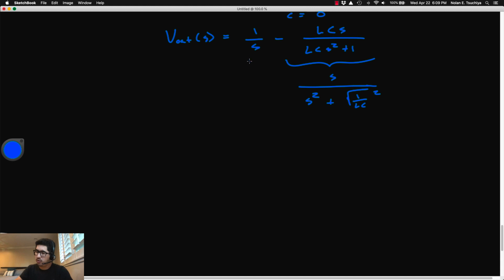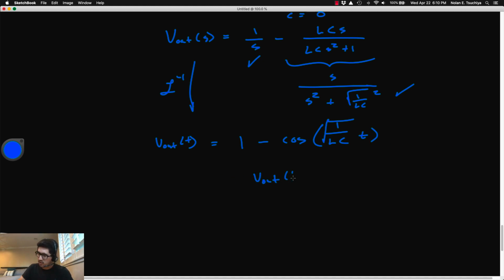So at this point we know the inverse Laplace of this, and we can go straight to V out of t by taking the inverse Laplace. That gets us a constant voltage, and this is the key here, plus or minus a sinusoidal function. We actually get a cosine of this particular frequency: cosine of the square root of 1 over LC, times t. And so we can see that the actual output voltage is going to be sinusoidal.